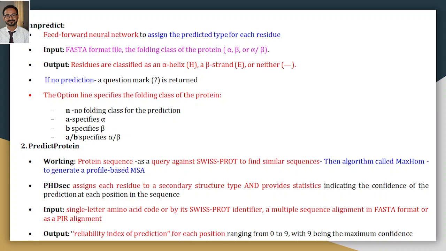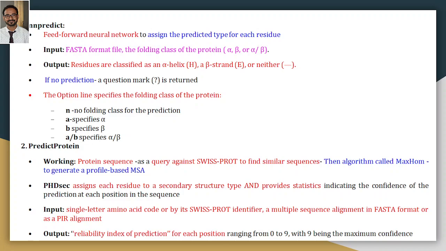NNPredict uses a feed-forward neural network to assign the predicted type of each residue. The input is in FASTA format, with the folding class of the proteins such as alpha, beta, or both alpha/beta. In the output, residues are classified as alpha helix as H, beta strand as E, or neither as just a hyphen. If there is no prediction, a question mark will be there. The option line specifies n for the number of folding classes of the predictions: A specifies alpha, B specifies beta, and A/B specifies alpha/beta.